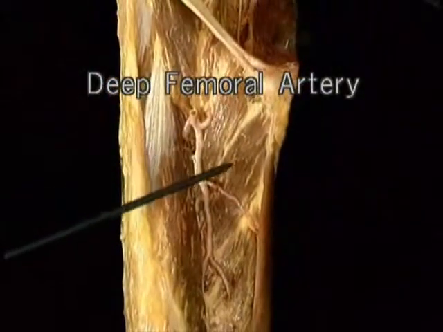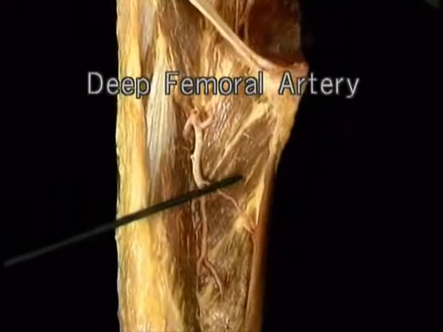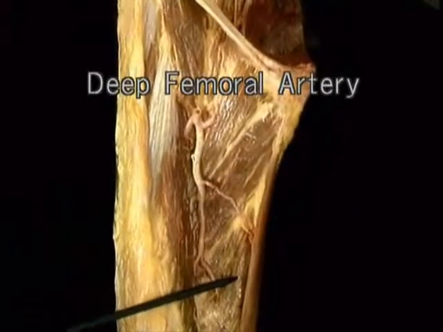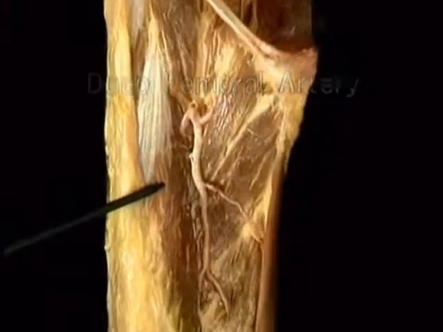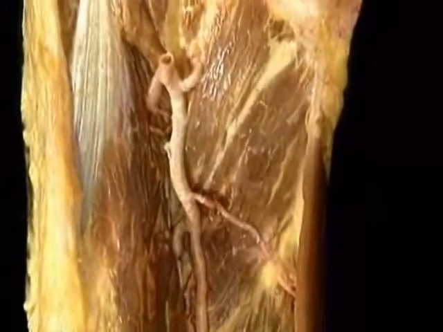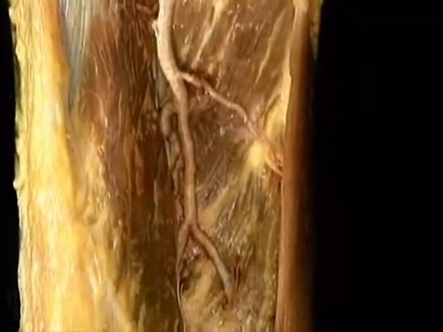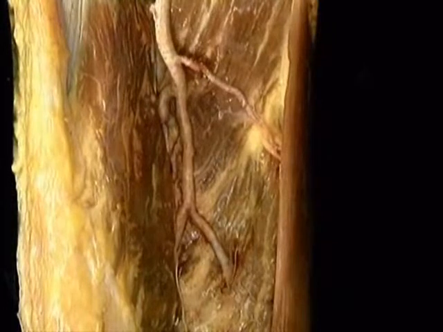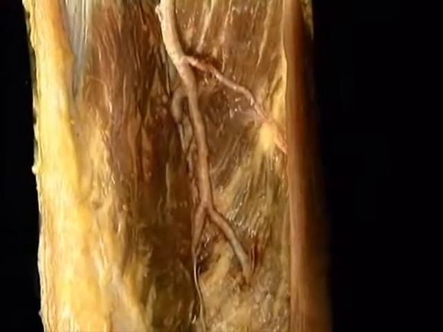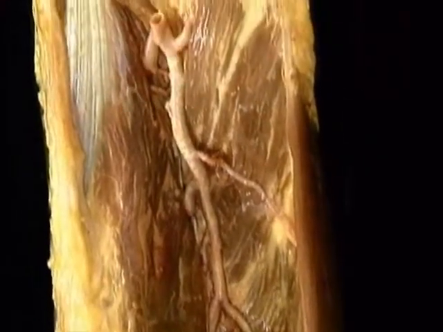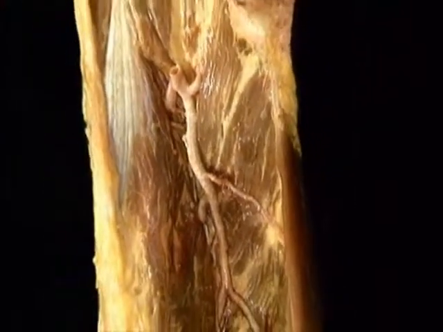Here's pectineus, adductor brevis, adductor magnus, rectus femoris. The deep femoral artery runs down in front of adductor brevis and adductor magnus, giving off numerous muscle branches, including several which run backward through adductor magnus to supply the posterior thigh muscles.